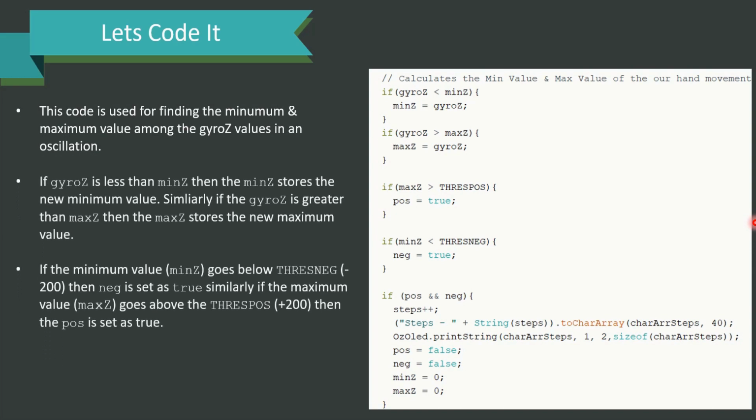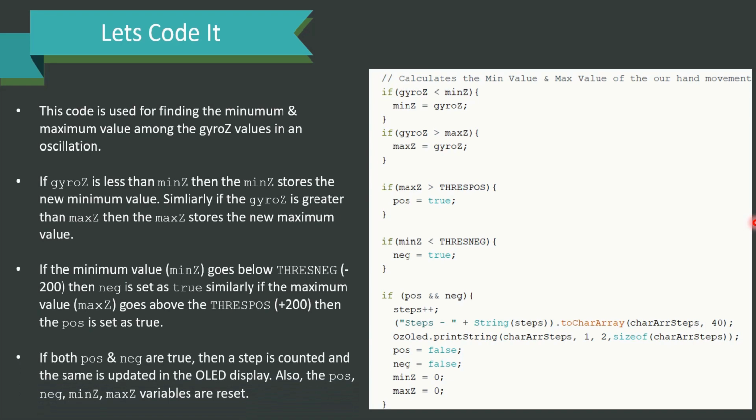If Gyro Z is less than min Z, then min Z stores the new minimum value. Similarly, if the Gyro Z is greater than the max Z, then the max Z stores the maximum value. If the minimum value goes below the thresh neg, then NEG is set as true. Similarly, if the maximum value goes above the thresh pass, then the POS is set as true. If both POS and NEG are true, then a step is counted and the same is updated in the OLED display. Also, the POS, NEG, min Z, max Z variables are reset.